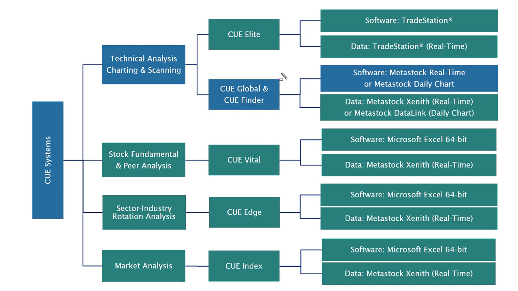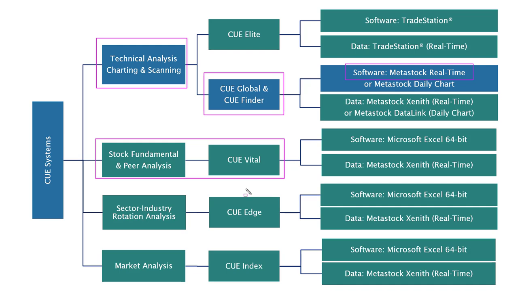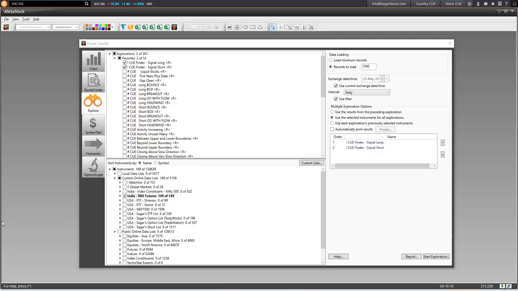In today's analysis, I am going to use Q Global and Q Finder for technical analysis, charting, and scanning. They run on MetaStock. Also, I am going to use Q Vital for stock fundamental and peer analysis, and QH for sector industry rotation analysis. I am starting with Q Global running on MetaStock. I am using the Q Global's scanning features.